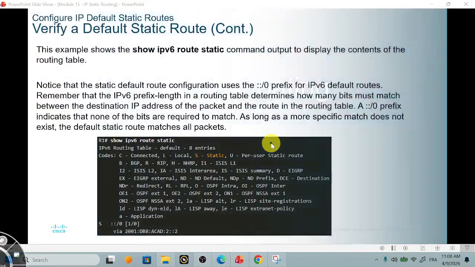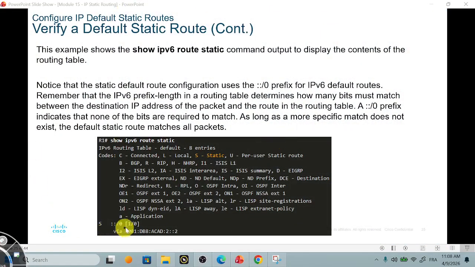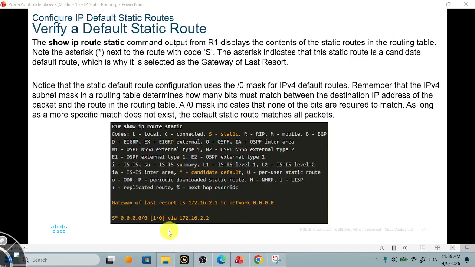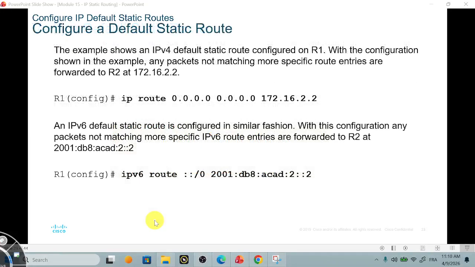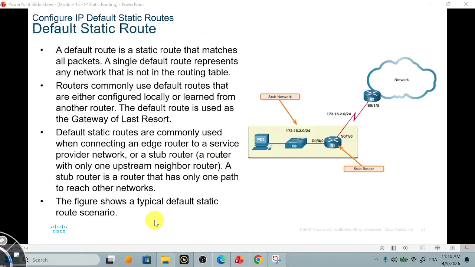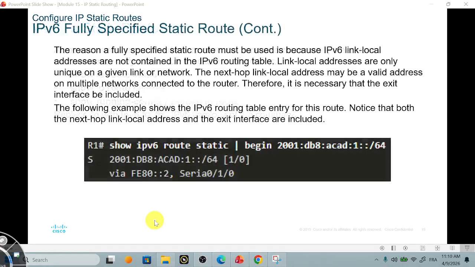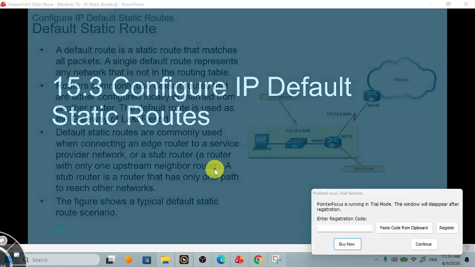Let's check. You see, this is the value 1. That's correct. This is the administrative distance of one. You see, this is because they are static.